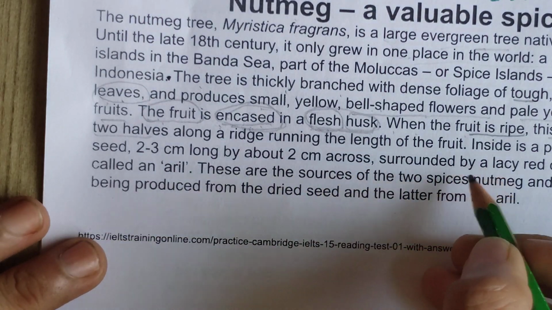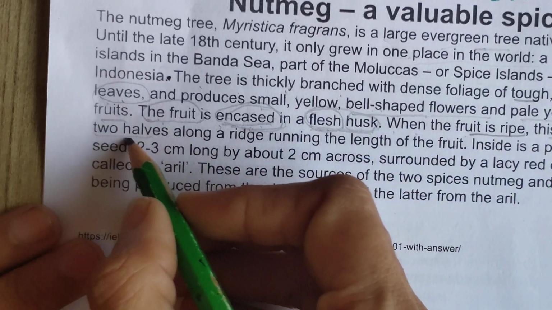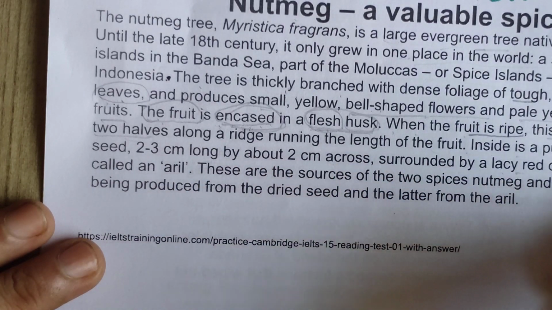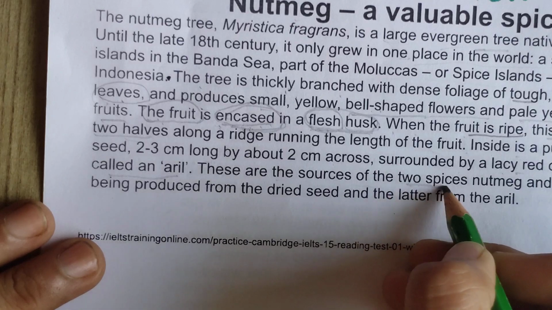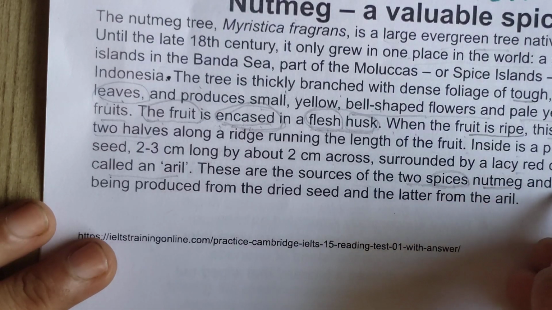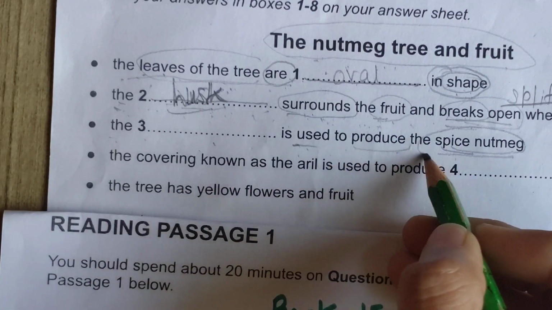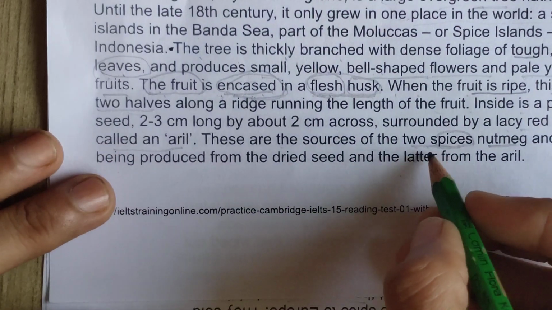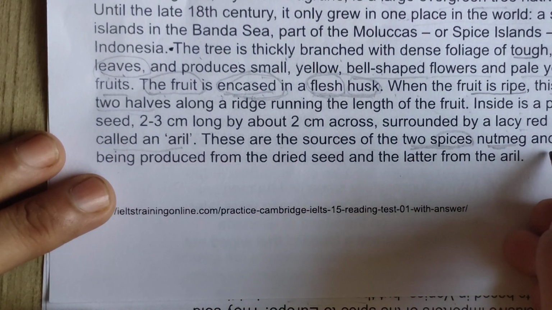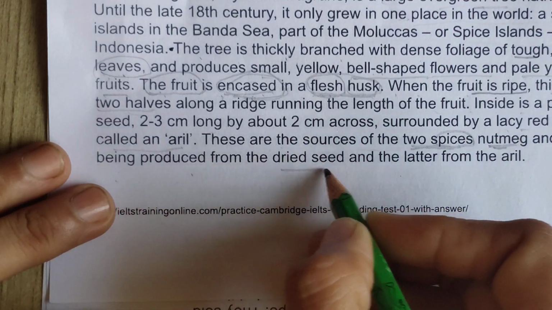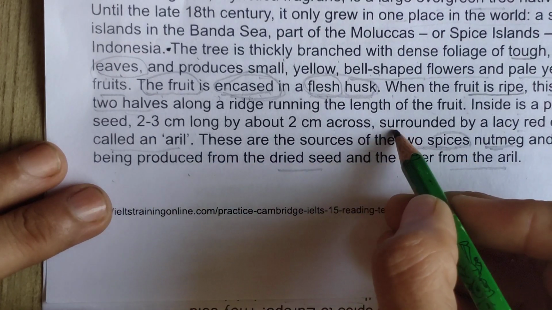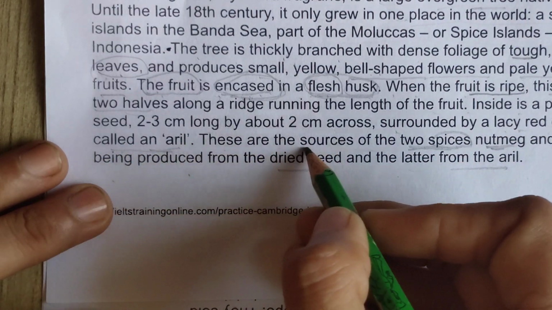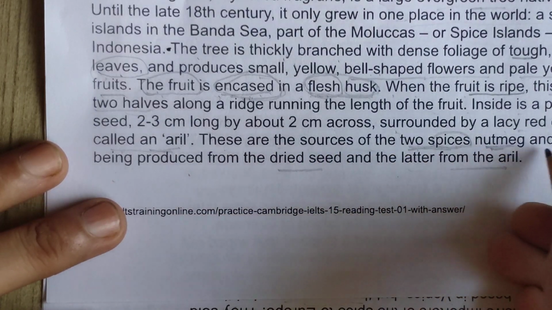Okay, spice nutmeg. The fruit inside has a purple shiny seed surrounded by a lacy crimson covering, aerial. These are the sources of two spices, nutmeg and mace. Is used to produce the spice nutmeg. Two spices, nutmeg, dash, the former being produced from dried seed and the latter from aerial. Surrounded by a lacy red or crimson covering called an aerial. These are the sources of two spices, nutmeg and mace.